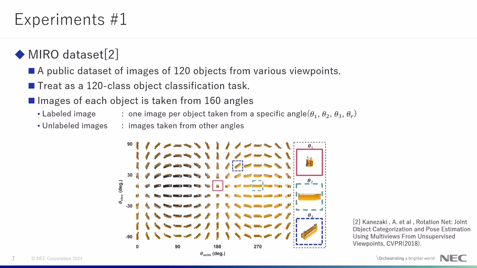To evaluate the effectiveness of our proposed method, we experiment with three datasets. The first dataset is MIRO. MIRO is a public dataset of 120 object images from various viewpoints, as shown in this figure. We treat this dataset as a 120-class object classification task, and in the training images, one image per object taken from a specific shooting angle was selected as labeled, and the remaining were used as unlabeled.